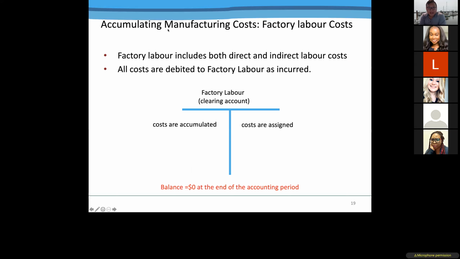So for the manufacturing cost, the factory labor cost, again, I have this T account. The costs are accumulated. So if there's a labor cost incurred, I debit it. Once I assign this cost to a job into work in process, I credit it. The idea is the balance has to be zero at the end of the accounting period. This is a clearing account. In 2100, remember we learned about temporary accounts and permanent accounts, right? Do you guys remember what a temporary account is versus a permanent account?